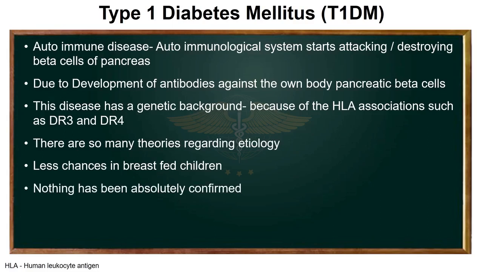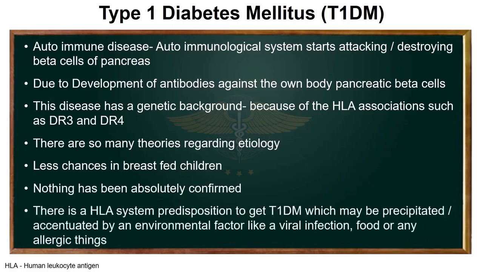But the main thing is that the HLA system allows a predisposition to getting type 1 diabetes, which may be precipitated or accentuated by an environmental factor like a virus infection, a food, or any allergic things. So this is about type 1 diabetes.